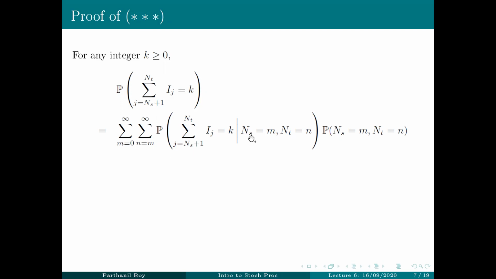Now, of course, N_s is less than or equal to N_t. Therefore, the joint range of N_s and N_t would be the set of all non-negative integers m and n such that n is bigger than or equal to m. That is precisely what we have taken the sum over. M is running over all non-negative integers, and then n is only starting from m. That's because N_t is bigger than or equal to N_s.